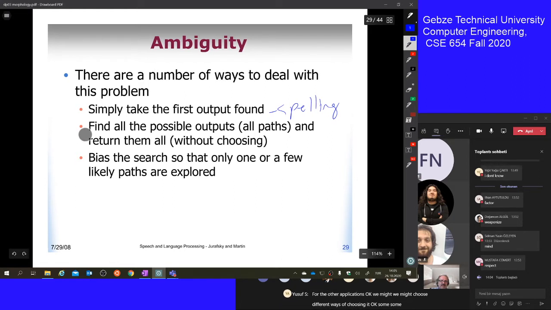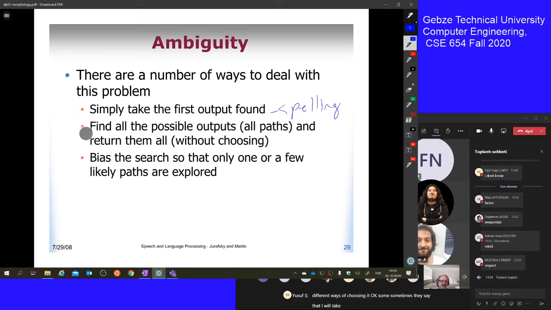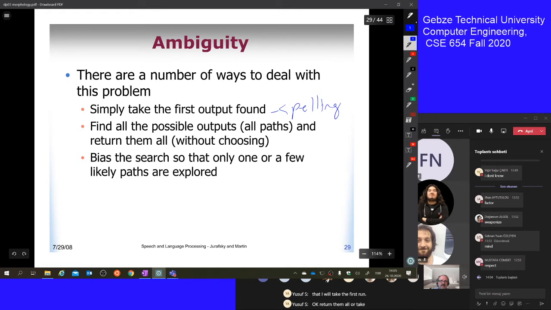Sometimes they say that I will take the first one, return them all or take the first one. Sometimes they say that, okay, I found many, but this one is more likely. So this is a statistical approach. This one says that I'm going to return you all of them or just the first one.